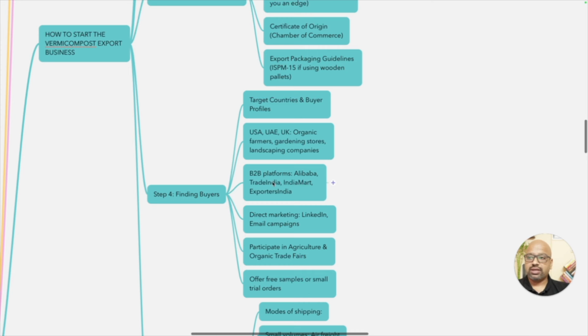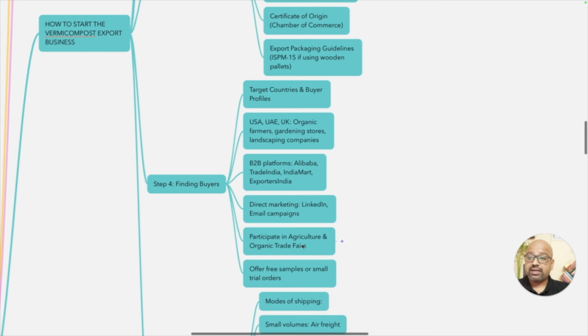You can check. And the next way, you can directly market through LinkedIn or email campaigns. If you need any help with that, you can get in touch with us. Along with that, participate in agriculture and organic trade fairs, which happen not only in India but globally. You can go and participate there and endorse your product. That should be good enough.